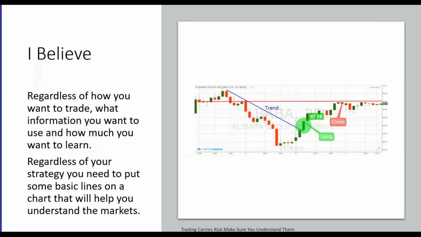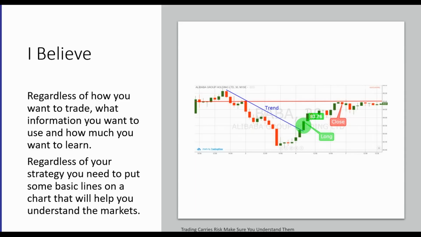So regardless of how you want to trade, what information you want to use, and how much you want to learn, regardless of your strategy, you need to put some basic lines on a chart that will help you understand the markets. Whether you're trading from fundamental analysis, quantitative analysis, whether you're using scanners, robots, there's some basics you've got to do with a chart. And that is some basic lines.